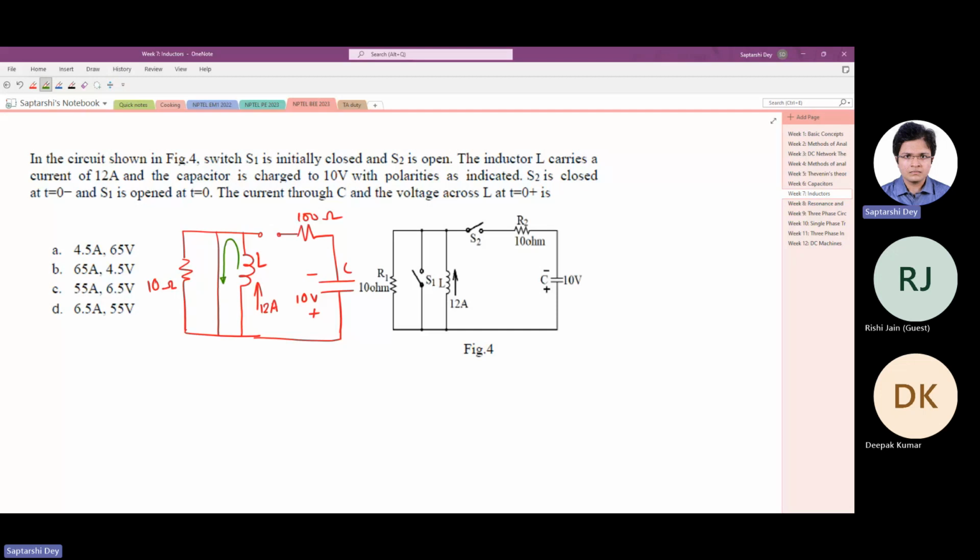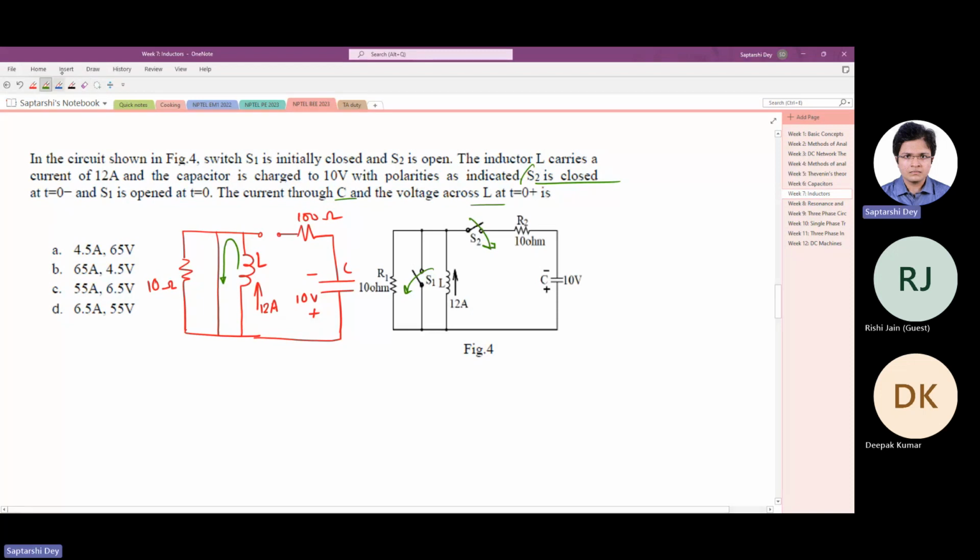Now the question is, from here, S2 is closed at t equals 0 minus and S1 is opened at t equals 0. Now the circuit has changed. What they have done is S2, this one they have closed and this one they have opened. The current through C, voltage across L at t tends to 0 plus.